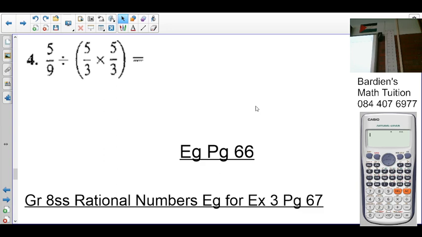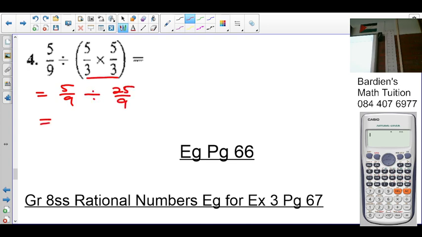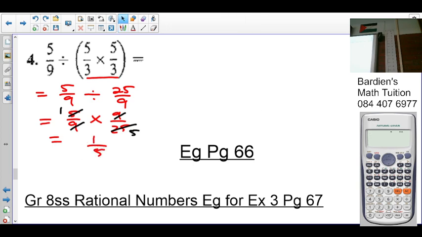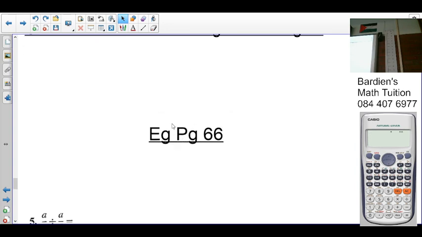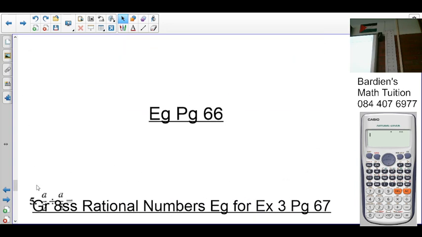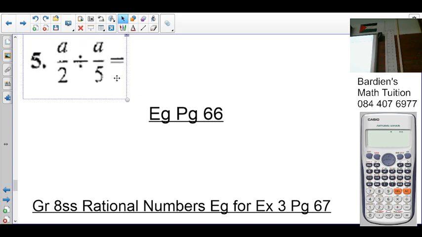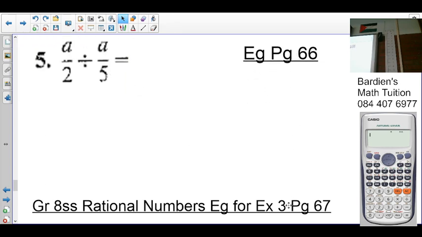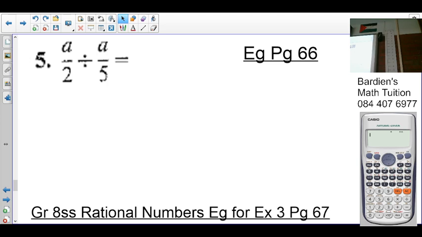Is she correct? Yes. Right, let's check. So it's 5 over 9 divided by, that needs to be sorted out first, 25 over 9. So you get 5 over 9 times 9 over 25. 9 goes into 9 once, 9 goes into 9 once. 5 goes into 5 once, 5 goes into 25, 5 times. So 1 times 1 is 1, 1 times 5 is 5. She's absolutely correct. Okay. Look at number 5. Right. Do that one quickly.